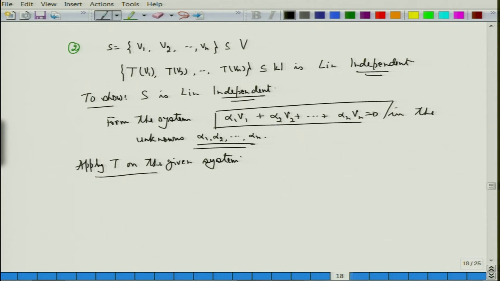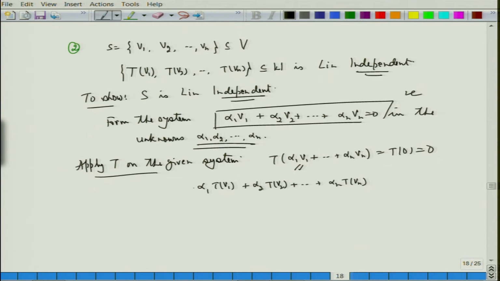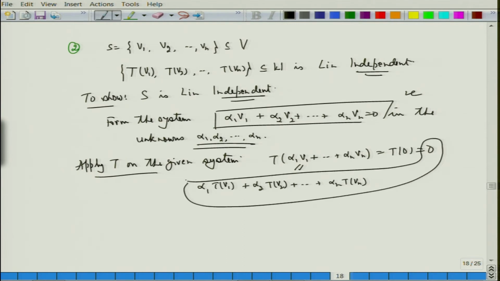So, if I apply T on the given system, what I get is that T of alpha 1 V1 till alpha n Vn is T of 0, which is 0. 0 is sent to 0, but this is also equal to alpha 1 times T of V1 plus alpha 2 times T of V2 plus alpha n T of Vn. All right. So, from this system, now I am going to this system. In the previous example, we started with this system and went here, the other way around. Here now I am starting with this system and then going to this system. Is that okay?